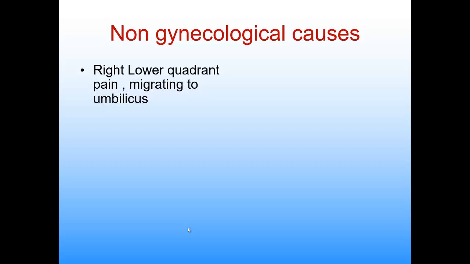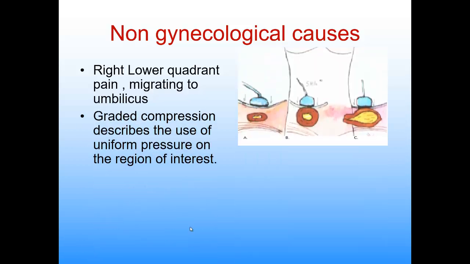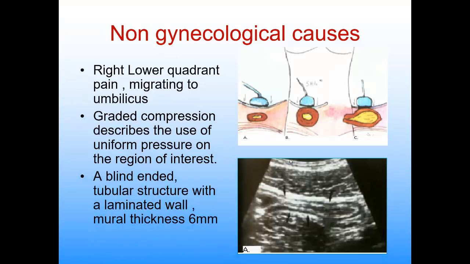Non-gynecological causes can also be seen on CT and also on MRI. For example, if the patient is pregnant, we cannot do CT, but we can do MRI. For other non-gynecological causes, like lower quadrant pain migrating to the umbilicus, graded compression by ultrasound is very important, but sometimes ultrasound is inconclusive, and here we can do CT.